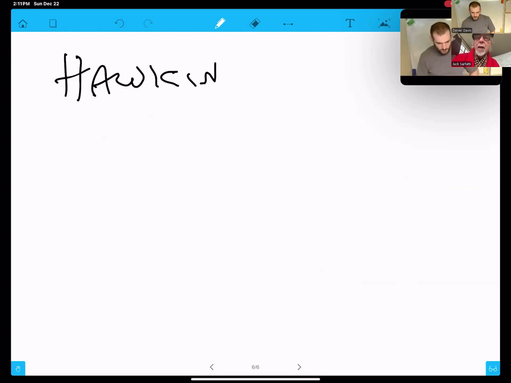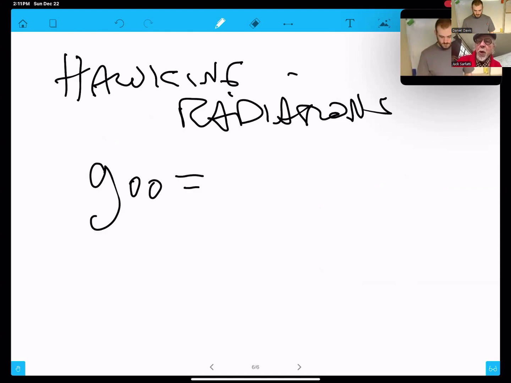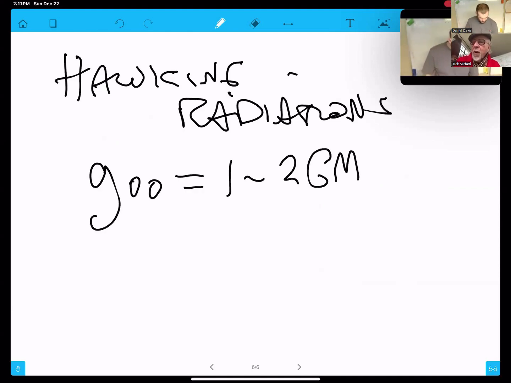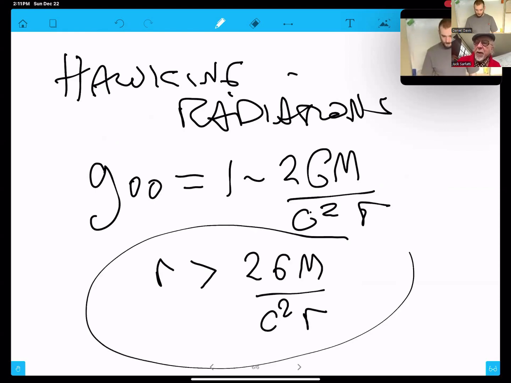Normally, there are two singularities in the Schwarzschild solution. We're not talking about the curvature singularity. It's not a curvature singularity, but it is this. When you write down g00 equals 1 minus 2GM over c²R, this is only valid when R is greater than 2GM over c², in vacuum. In other words, okay, see that?